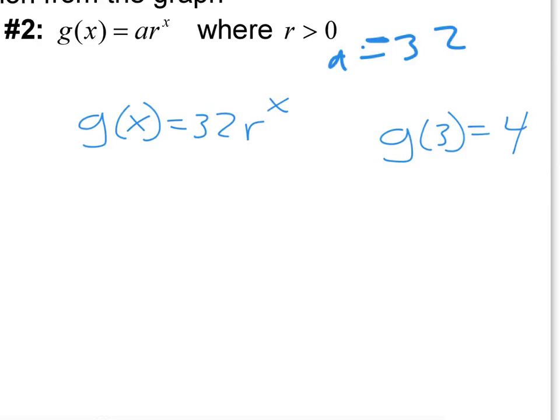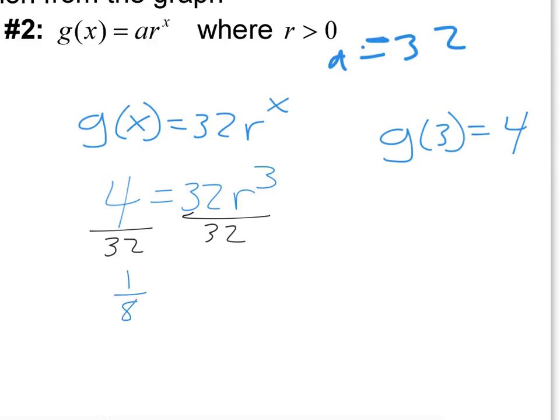I know that g of 3 equals 4, so I can write g of x is 4 when 32 r, and the x value is 3, right? Because this is like my x value, this is like my y value, so I just plugged it all in. Well, I could do a little bit of algebra here and solve for r, so let's go ahead and do that. I'm going to divide both sides by 32. That gives me 1/8 equals r cubed.